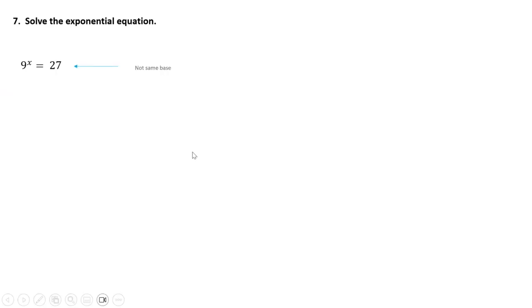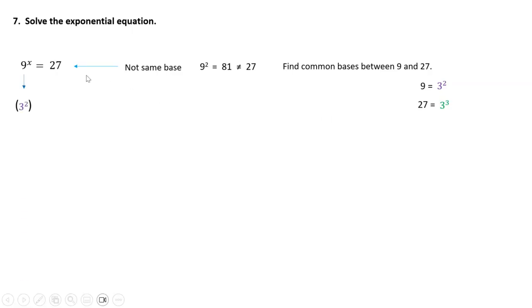Okay, guys, right here we're trying to get the same base, right? 9 squared is equal to 27, not 9 and 27, they don't share the same base. So we have to find the same base between 9 and 27, which will be 3, because 9 equals 3 squared and 27 equals 3 cubed. So in order to apply this formula, you must have the same bases, right?